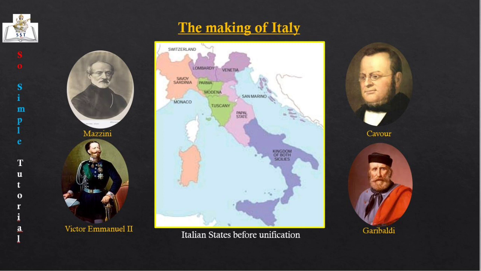Victor Emmanuel II then appointed Count Cavour as the chief minister in 1852. Cavour was one of the greatest statesmen and diplomats of 19th century Europe. He secured an alliance with France and succeeded in defeating Austrian forces in 1859. Thus, he was successful in driving out the Austrians from the north. The third important personality is Garibaldi. He was instrumental in bringing the southern Italian states into the unification process.